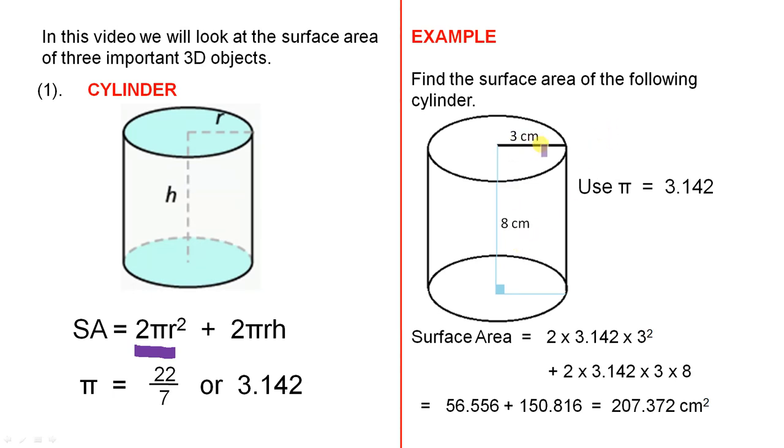There's a cylinder. It has a radius of 3 centimeters and a height of 8 centimeters. We're asked to use pi equals 3.142. So the surface area will be 2 pi r squared as of that formula. So we put those values in, plus 2 pi rh. When you use the calculator to simplify each of those parts there, we have the answer of 207.372 square centimeters, which is the surface area of the cylinder.